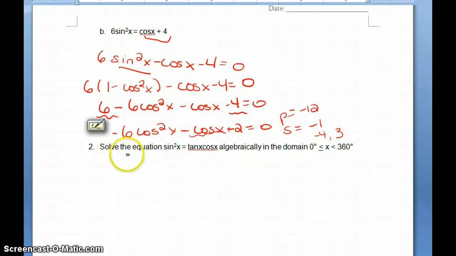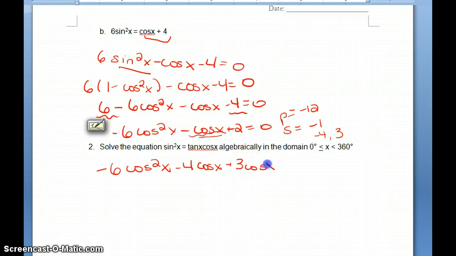So I'm just going to continue writing. I'm going to write down here, ladies, so hopefully you guys should have room. Like I said, I have monster writing, especially with the stylus. Alright, so we're going to rewrite this factor right here with our negative 4 and 3. So we have negative 6 cosine squared of x minus 4 cosine of x plus 3 cosine of x plus 2 is equal to 0.